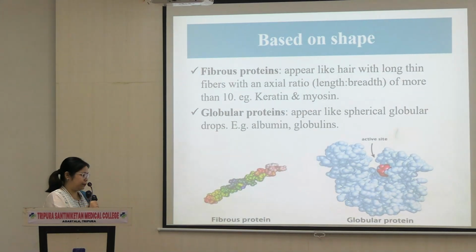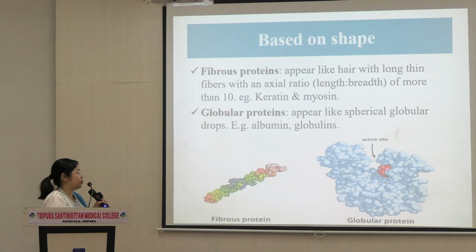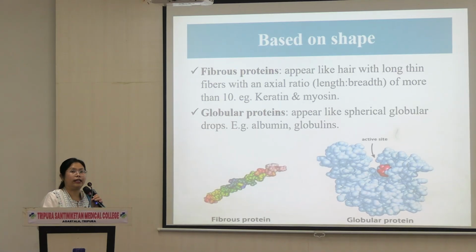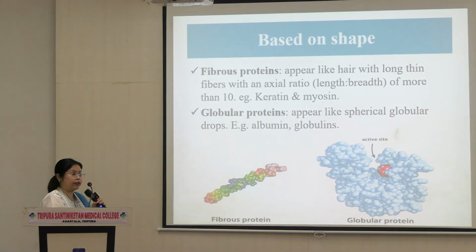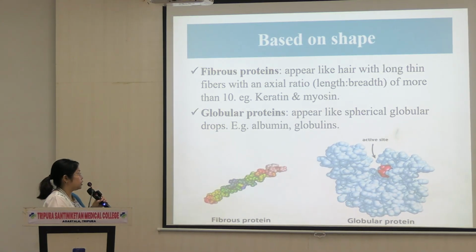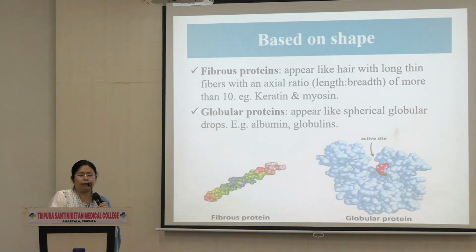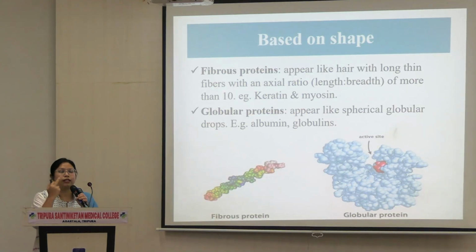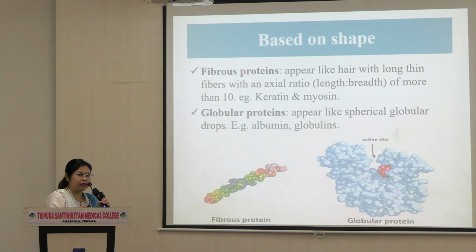Now this is based on shape. You see 2 different kinds of shapes here. There are fibrous proteins and then there are globular proteins. Easy to understand. Fibrous proteins are long thread-like, hair-like proteins. They have an axial ratio of length to breadth of more than 10, which means that the length is much more than the breadth. Where do you think we will have these kinds of proteins? On our hair. Examples are keratin and myosin. Keratin is a protein present in our hair, our skin, our nail beds, etc.